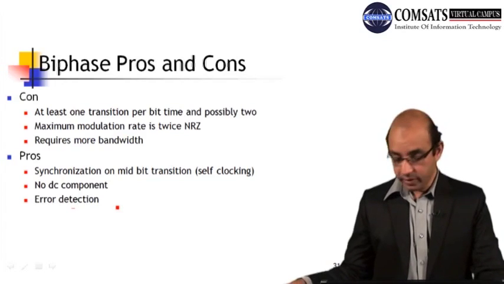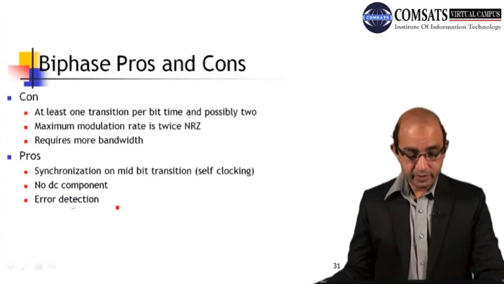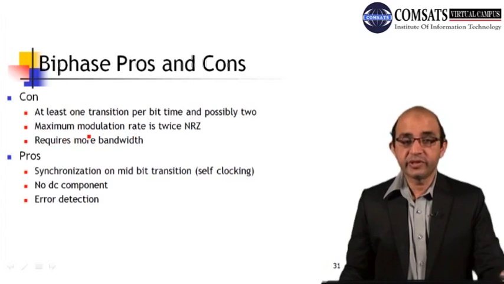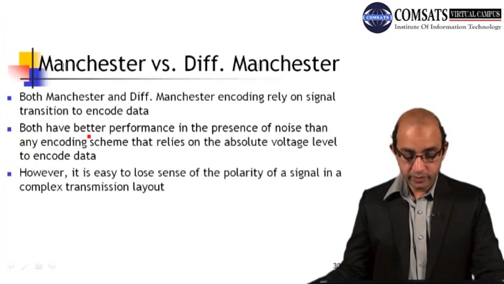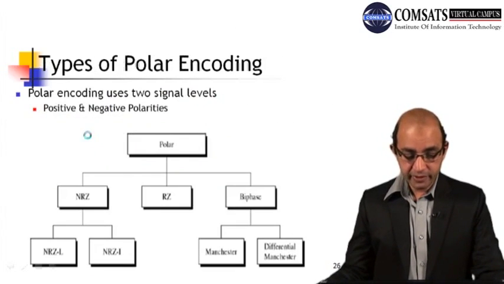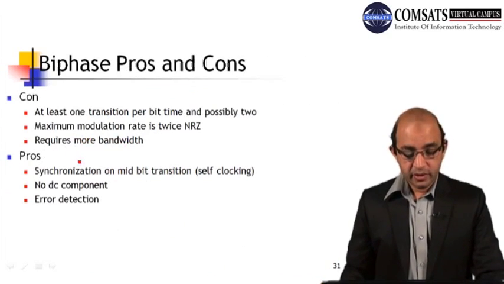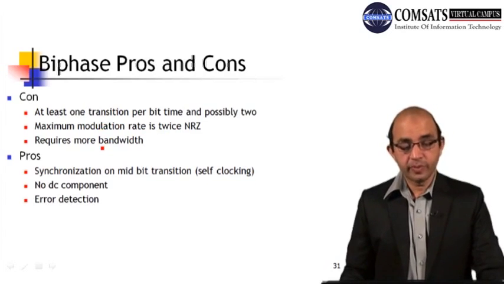So here are some of the biphase pros and cons. Irrespective of Manchester or differential Manchester, there is at least one transition per bit time and possibly 2. The maximum modulation rate is twice that of NRZ. So we need more baud rate, and as a result, we need more bandwidth.